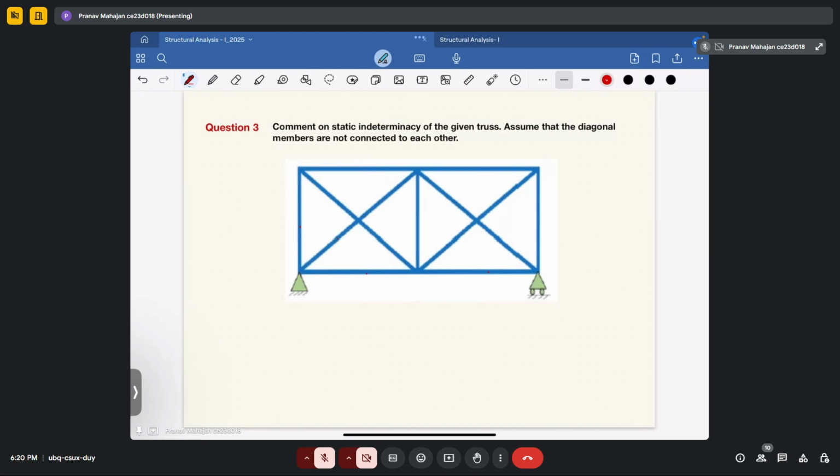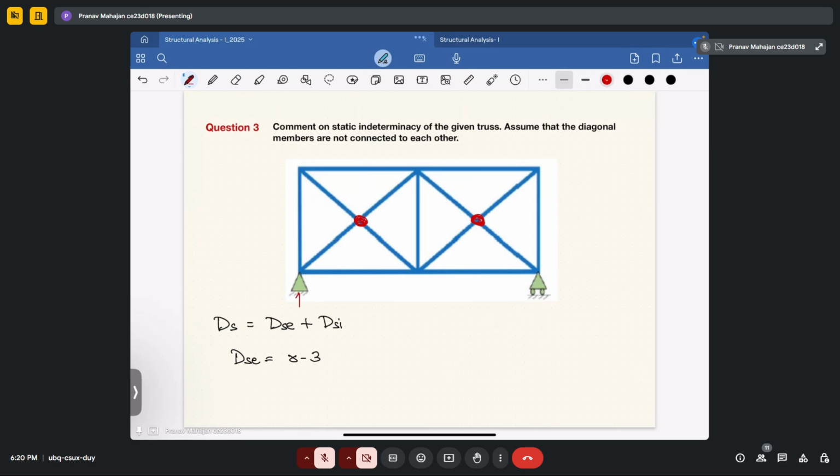So this is your third question. Again, you have to find the degree of static indeterminacy. Assume the diagonal members are not connected to each other. That means no joint is present in these particular points. Okay, so you don't have to consider these points for joint conditions. So let's start. So your degree of static indeterminacy will be the sum of external indeterminacy plus internal indeterminacy. We will define external indeterminacy by the number of reactions minus 3, which is the number of equilibrium equations.